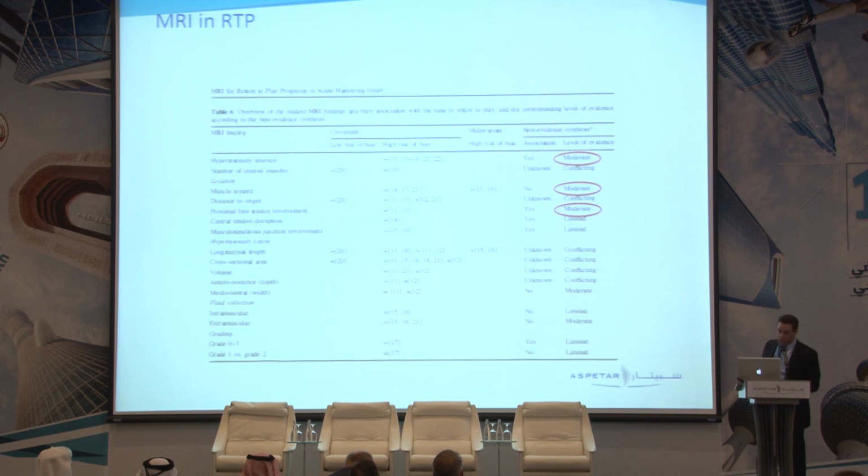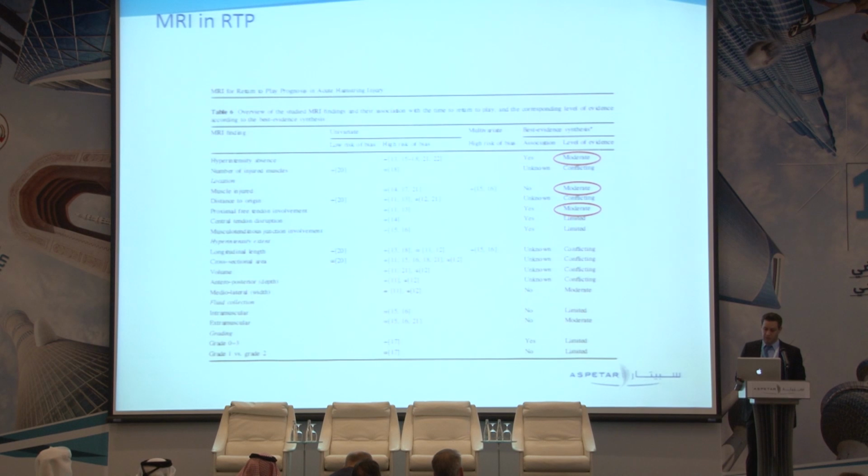There's moderate evidence that the muscle injuries that were negative on the fluid-sensitive sequences predicted a shorter return to play. And there was moderate evidence that there was a longer return to play if there was tendon involvement. Also, they had moderate evidence, depending on which muscle was involved, in predicting return to play.